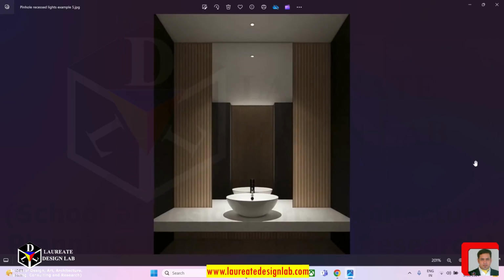Look at it. Looks stunning. Looks minimalistic. Yes, sir. It is just one pinhole.